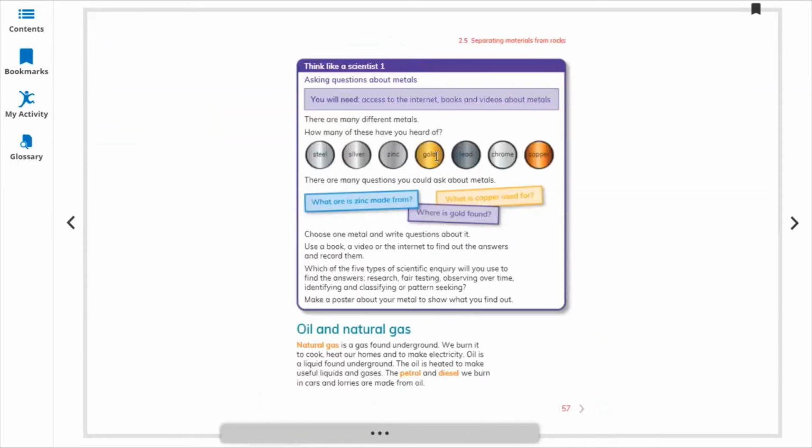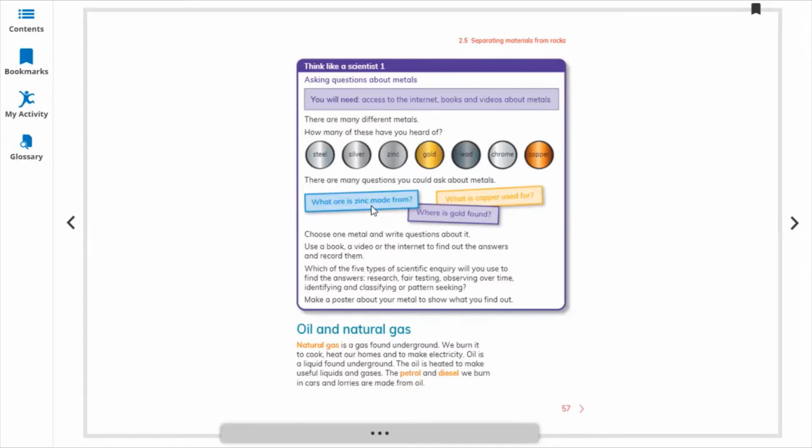There is an activity. Access the internet to find out about this, using books and videos about metals. There are many different metals. How many of these have you heard about? Steel bar, silver jug in your home, zinc, gold, lead, chrome and copper. Mostly we are using copper, gold and silver, steel also, and lead a little bit. There are many questions you could ask about metals.